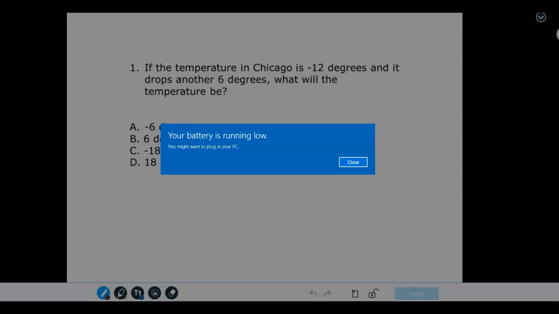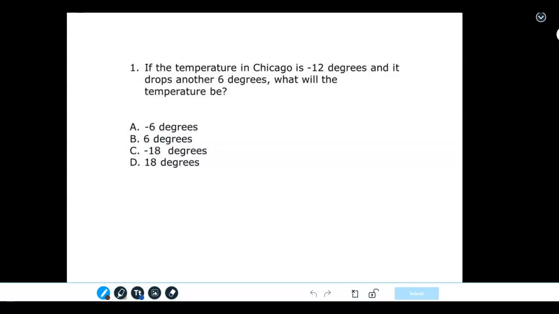Wait, can I do it? Okay. Can I draw on your board? No, no. I'm asking Johnson to share. What did you do to solve it?